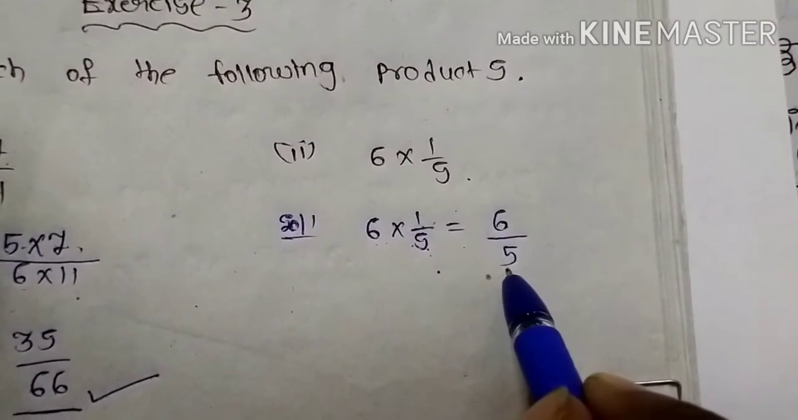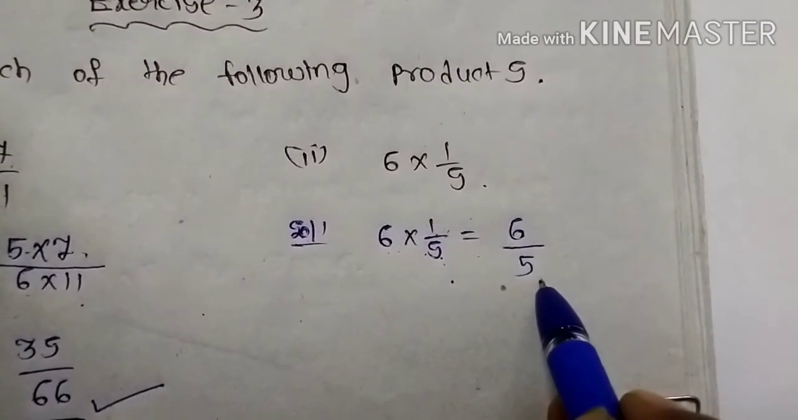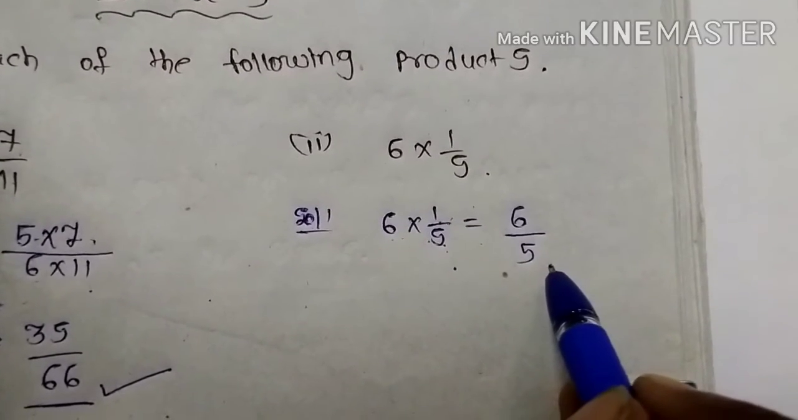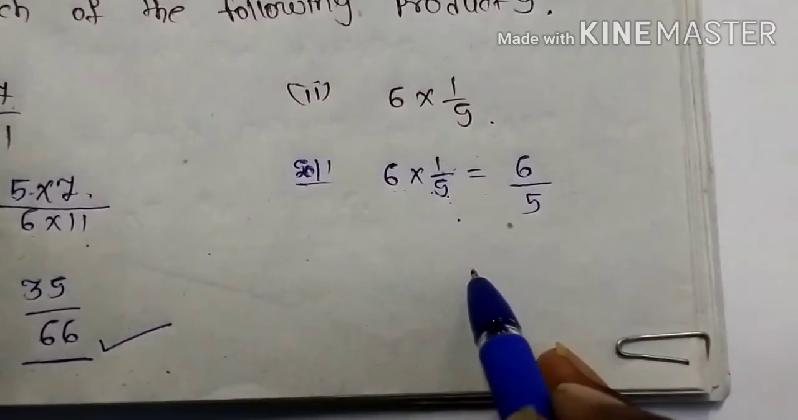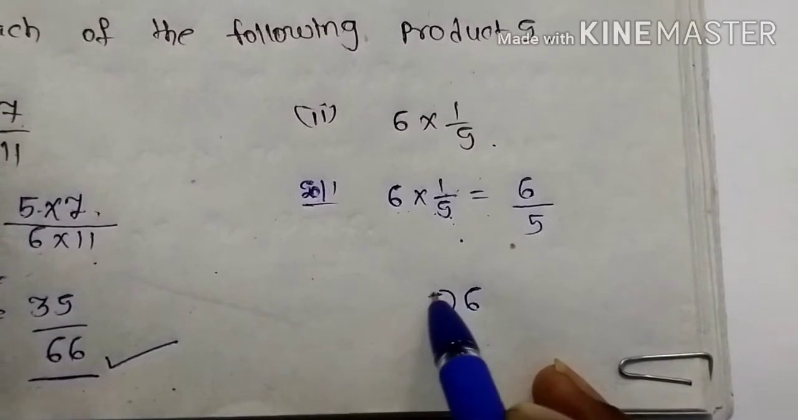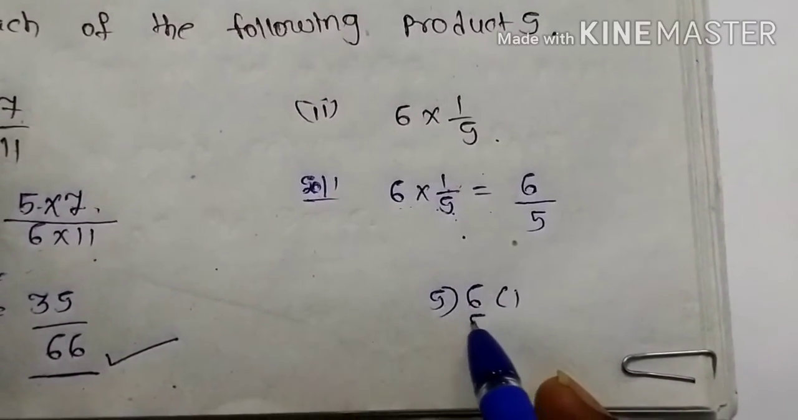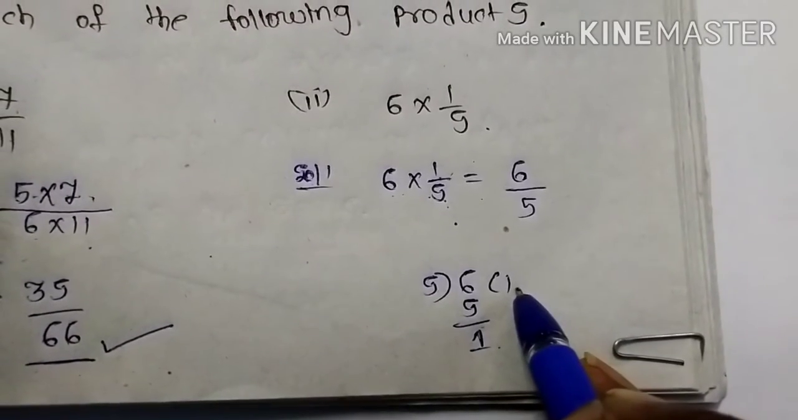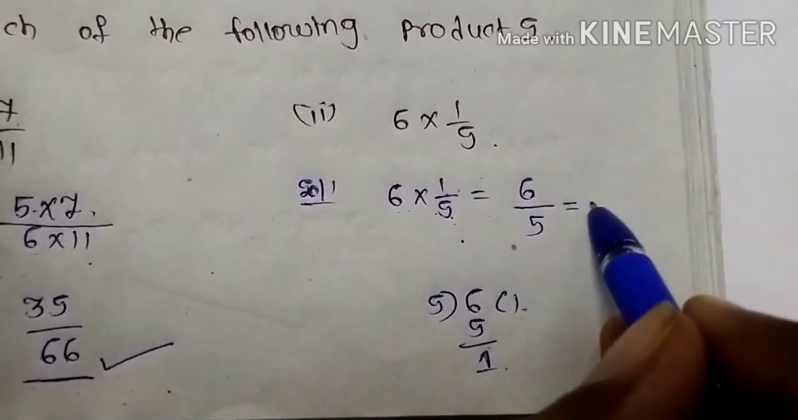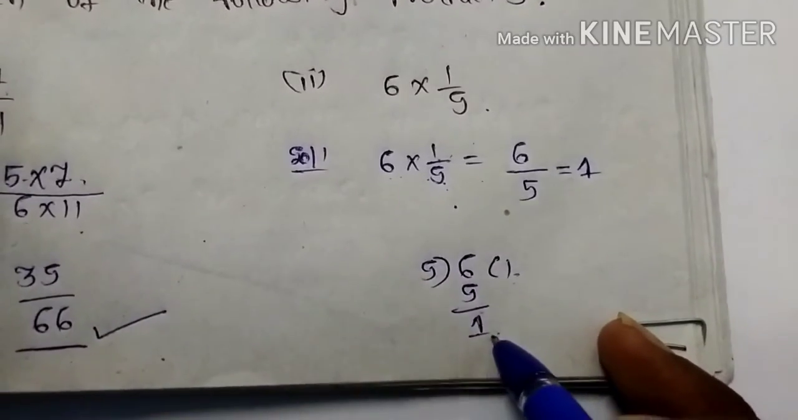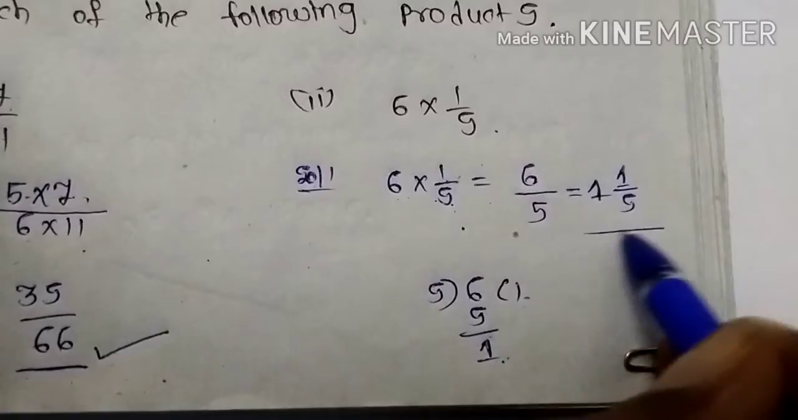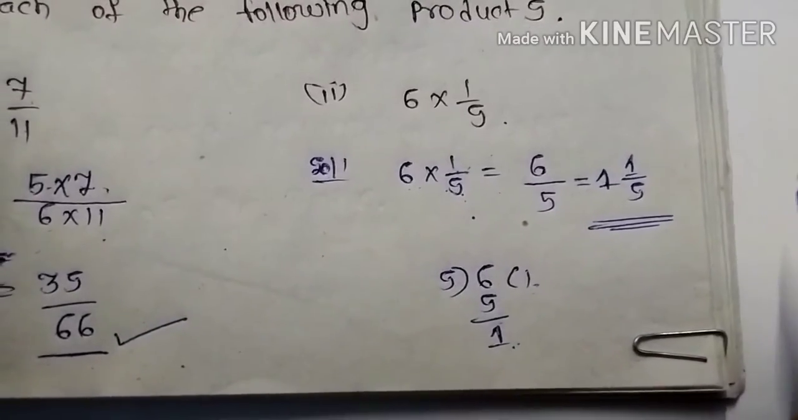Once you observe here, 6 by 5 is an improper fraction, so you can convert it into a mixed fraction. How can you convert? Just do division here. 5 1s are 5. Remainder is how much? 1. So first you write the integral part, that means here 1. Remainder is 1, so 1 by 5. This is your answer.